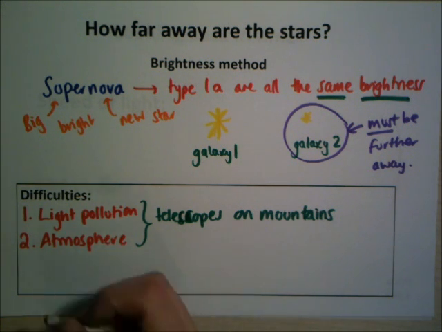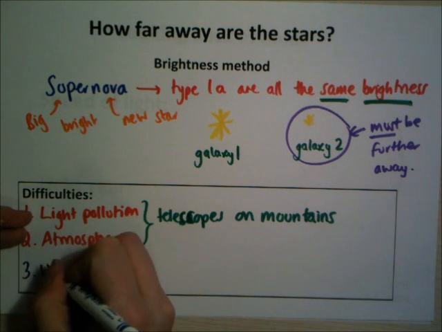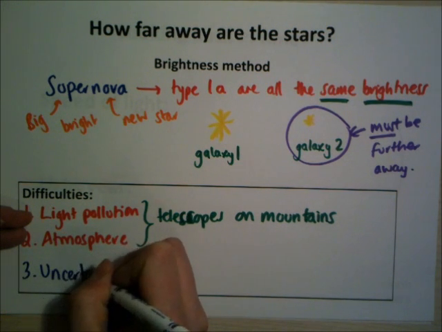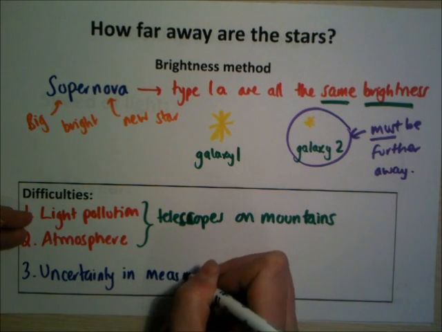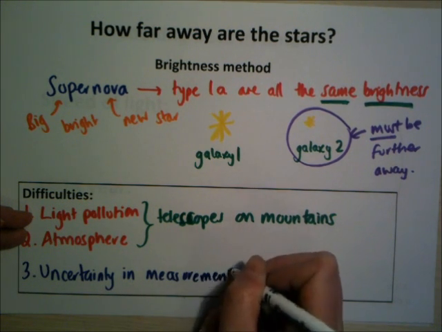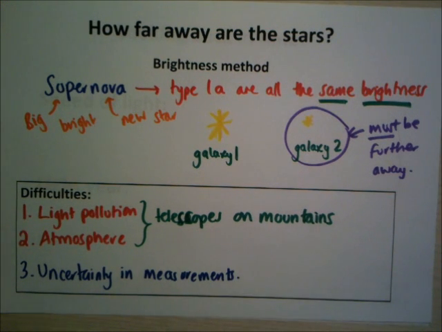The next problem we have is harder to get around, and that's the uncertainty in our measurements. That's because these methods are really tricky. If you make one mistake somewhere, then that can have a knock-on effect and multiply as you do more and more sums with that measurement. So using this brightness method, if you make a mistake in the first measurement, it may mean that the rest of your estimates aren't as good.